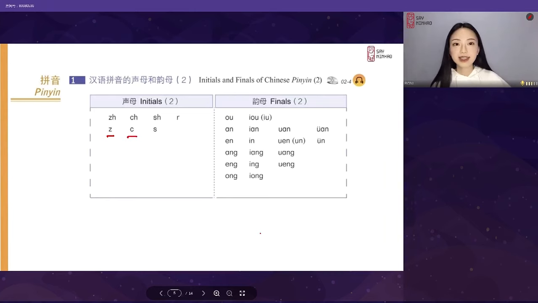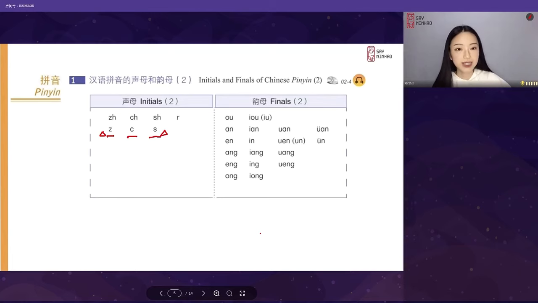Next one, c. The tongue position is the same as z, but this time the difference is the air. Try to put your hand in front of your mouth. C, c, c. The air is much stronger. Very good. Now let's move on to this one, s. Try to use the tip of your tongue to approach your upper teeth. Approach, don't touch it, just approach it, okay? S, s, s. So this is it.